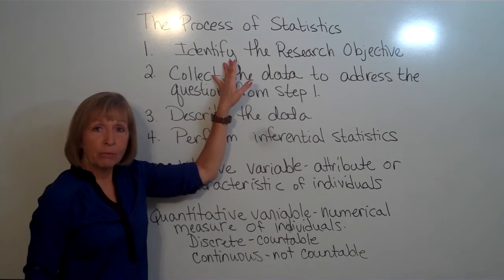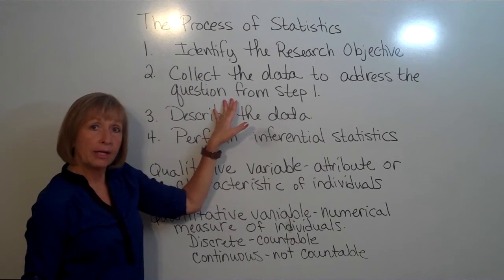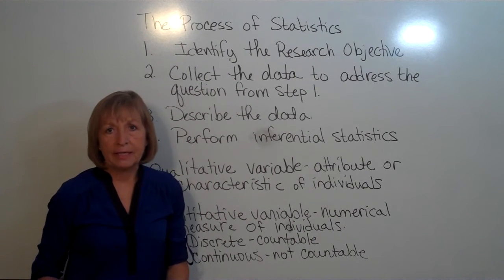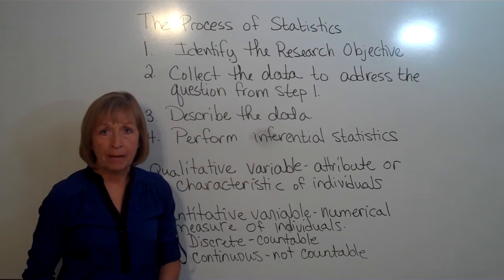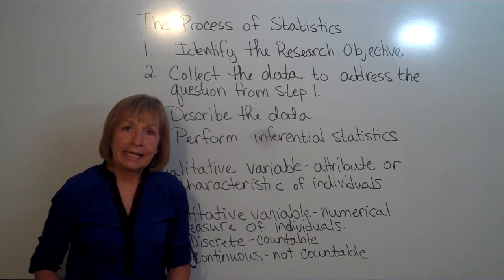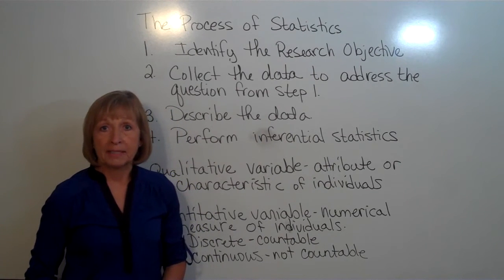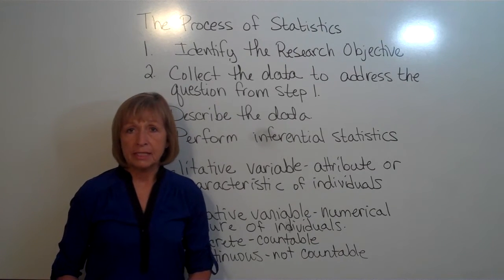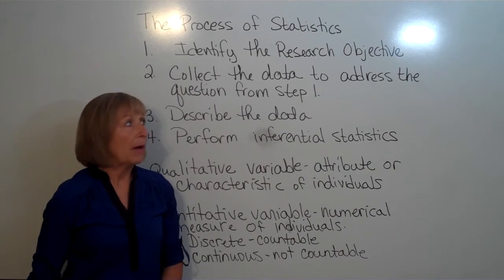Next, after you identify what your research objective is, you need to collect the data to address the question from step one. Now, collecting this data, there are a lot of different ways that we can organize the way we're going to collect a sample from a population. The important thing to remember is we want to get a sample of the population that is best representative of the population that we can. Depending on the situation we're dealing with, this can take a few different forms.